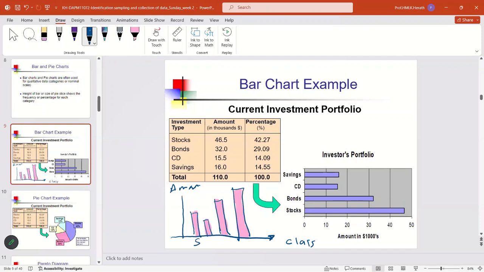This is savings. This is CD. This is bonds. And this is stocks.